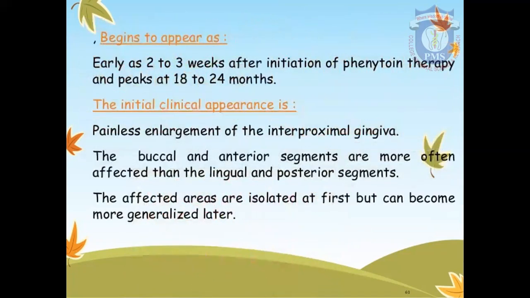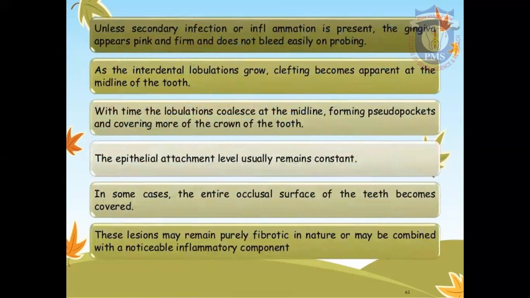So, this is the clinical appearance of phenytoin induced gingival overgrowth. That is, it begins to appear as early as 2 to 3 weeks after initiation of therapy, peaks around 18 to 24 months. There is painless enlargement of interproximal gingiva. Buccal anterior segments are more often affected than lingual and posterior segments. Unless secondary infection or inflammation is present, the gingiva appears pink and firm and does not bleed easily on probing.